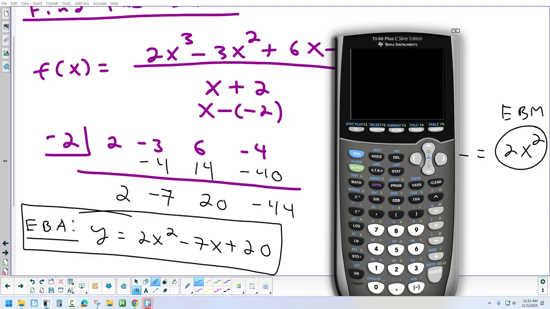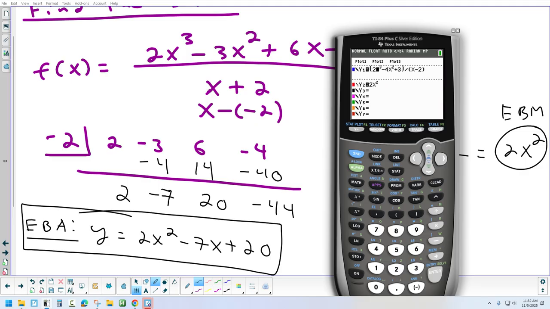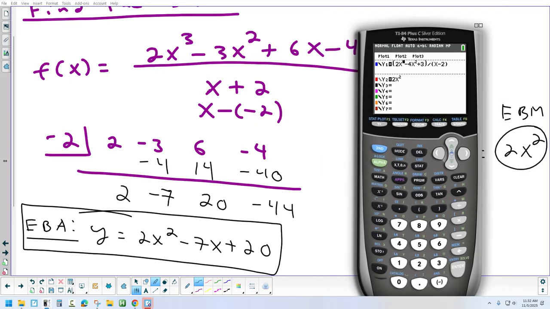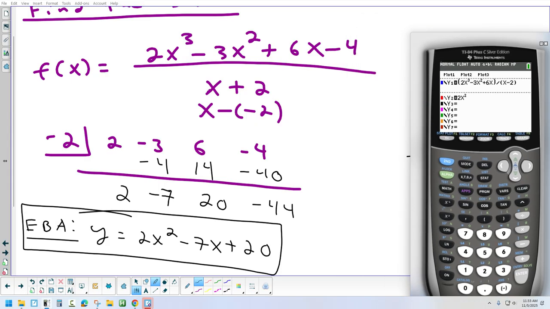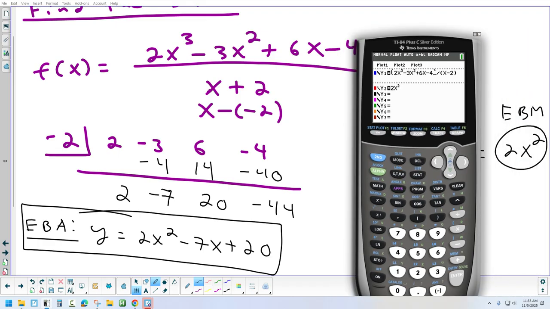All right, so let me type this in. So we've got 2x cubed minus 3x squared plus 6x minus 4. And I'm going to divide that by x plus 2.